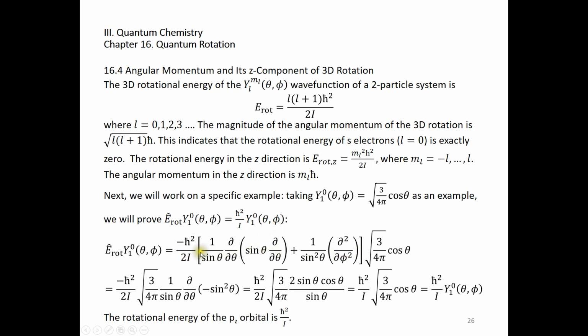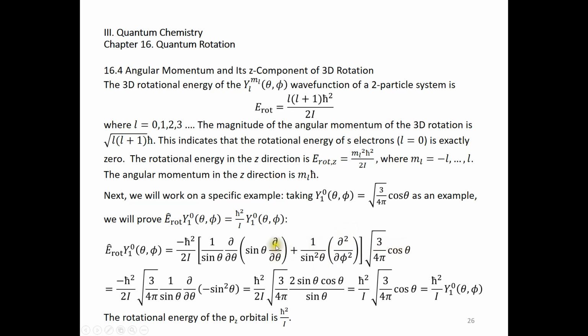The rotational energy operator is fairly complex. It's this. We're going to just apply this whole thing to this cosine theta function. Don't worry about this normalization factor. It will just appear in every single step, including at the end. Cosine theta does not depend on phi. So when you apply this operator to cosine theta, you get 0.